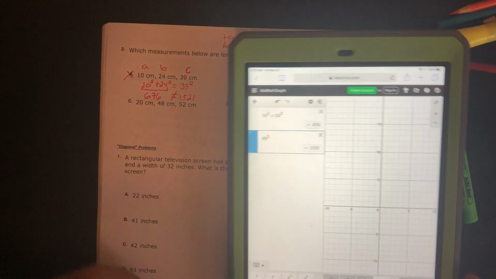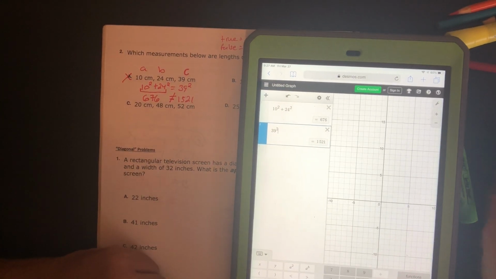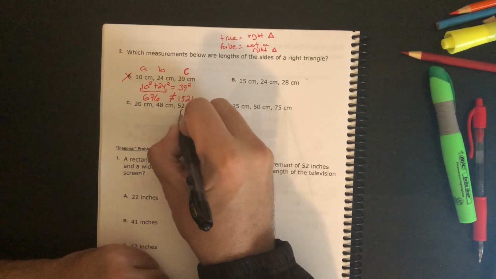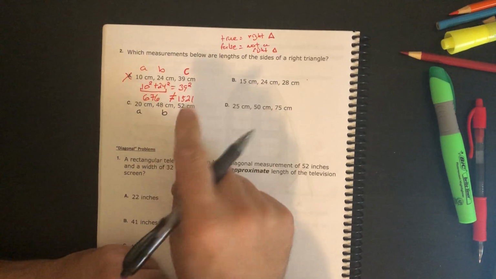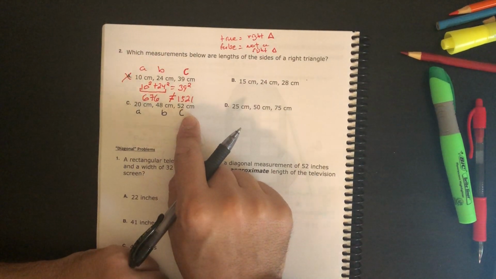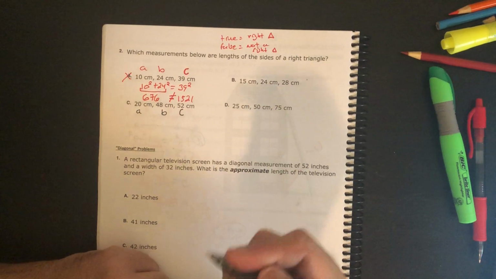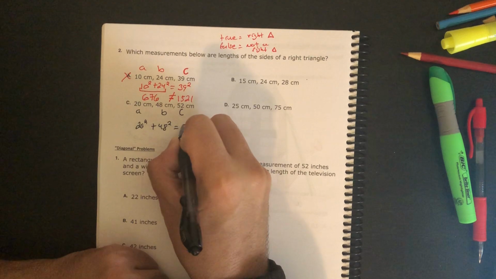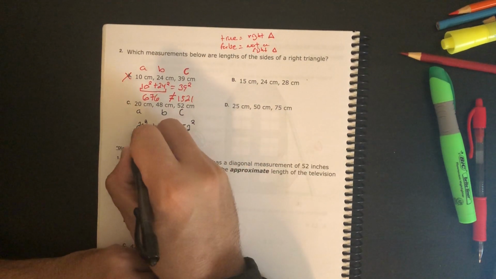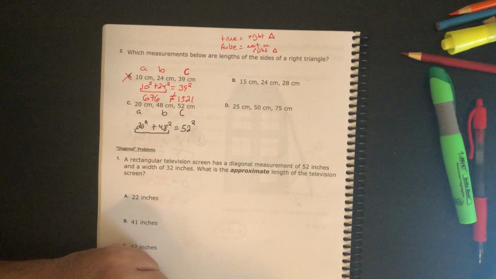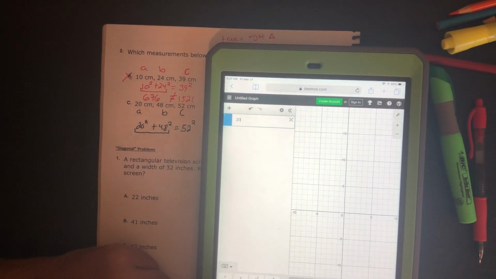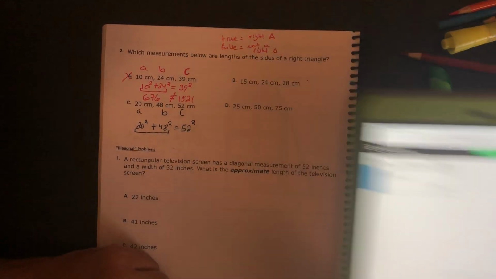The next one, I'm going to go down the list. Answer choice C. I know that the letter C, or the hypotenuse, is 52, and the other two are A and B. And the reason I say that 52 is my letter C is because it's the largest side, or the largest value. So 20 squared plus 48 squared equals 52 squared. So 20 squared plus 48 squared will give me 2704.